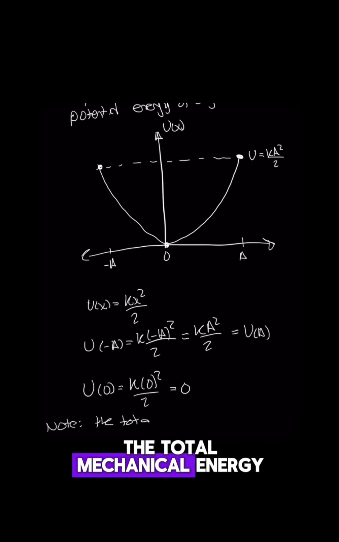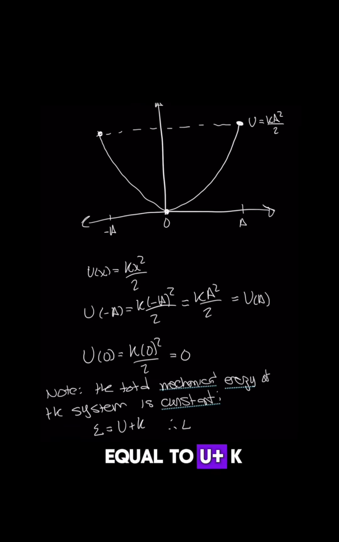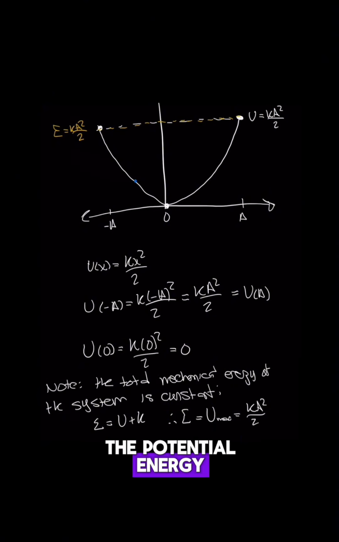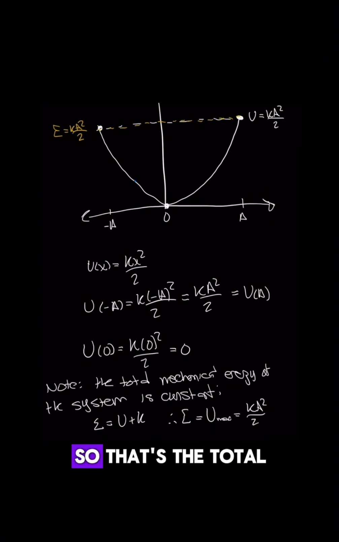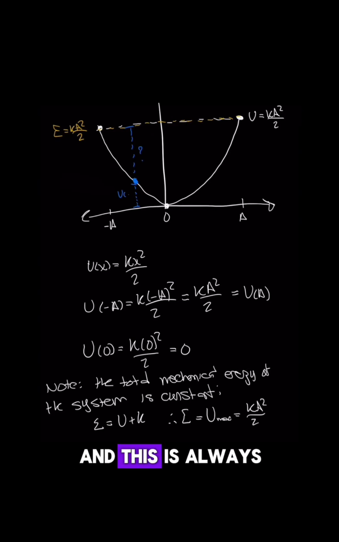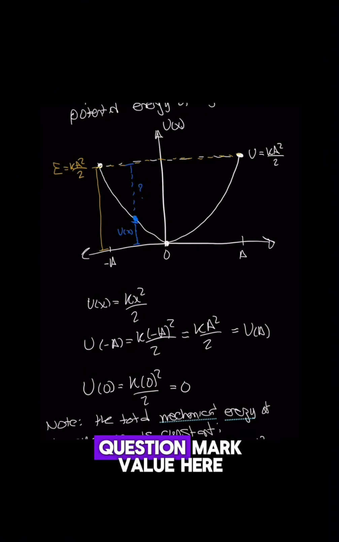We can note that the total mechanical energy of the system is constant. E is equal to U plus K. At the bound limits -a and a, the energy is going to be equal to the potential energy, which is equal to ka squared over 2. So that's the total energy of the system. Now, if you take a random point on the graph here, this boundary is going to be U of x, and this is always equal to E. But what is this question mark value here?